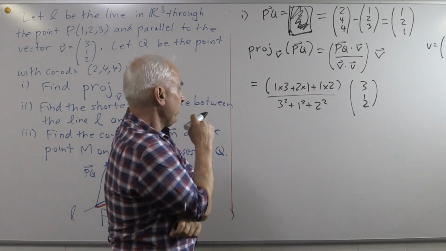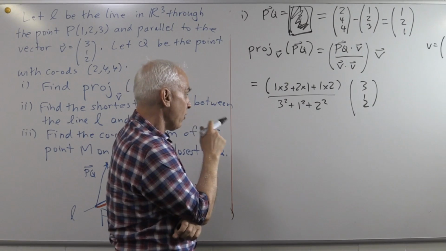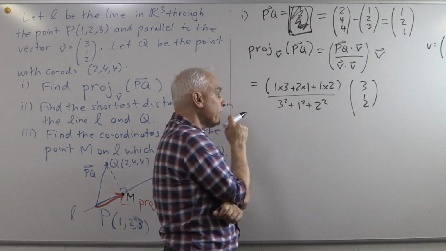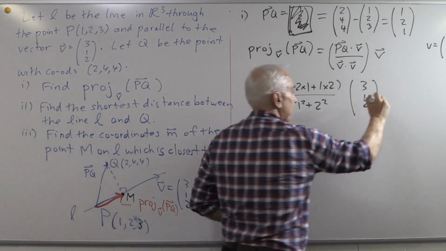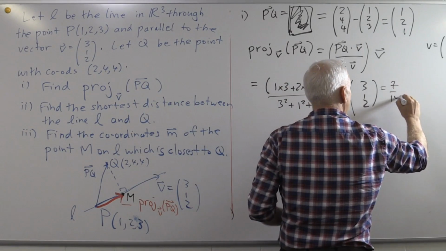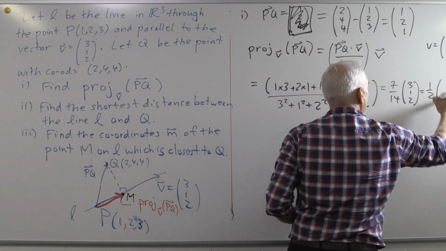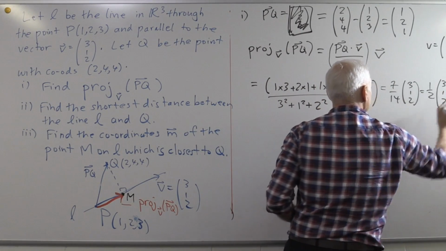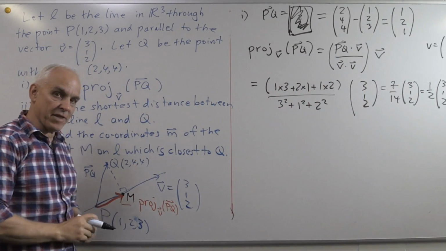And what is this multiple? We have 3 plus 2 plus 2, that's 7, all over 9 plus 1 plus 4, that's 14. So 7 over 14 times 3, 1, 2, which is the same as 1/2 of 3, 1, 2. That's that vector in red there that we have in that picture there.